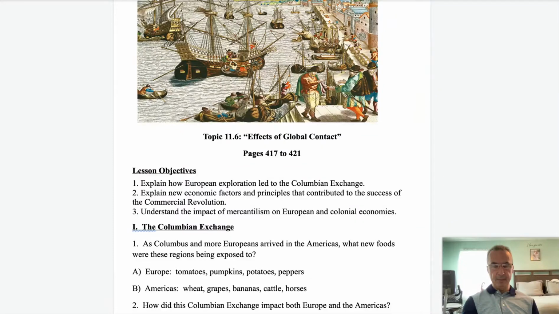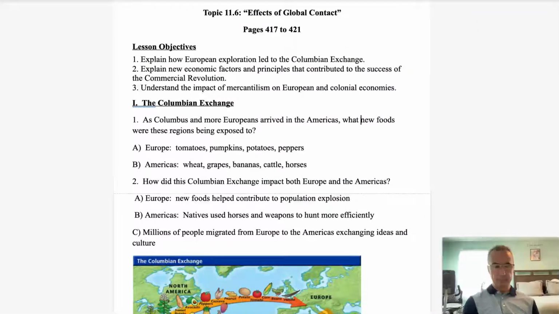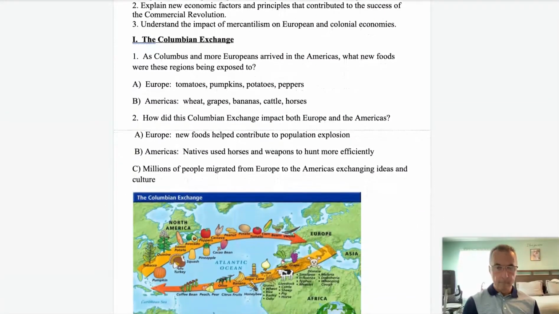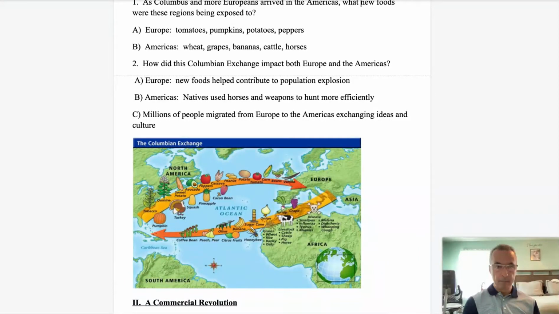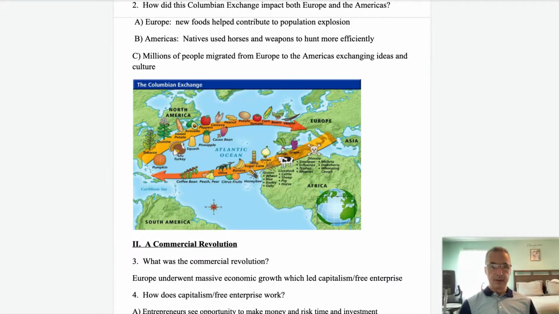Two, how did the Columbian Exchange impact both Europe and the Americas? In Europe, the new foods helped contribute to a population explosion. In the Americas, natives used horses and weapons to hunt more efficiently. Millions of people migrated from Europe to the Americas, exchanging ideas and culture. You can see a little bit too there with the map. It kind of shows you the movement of the different food products from one continent to the other.